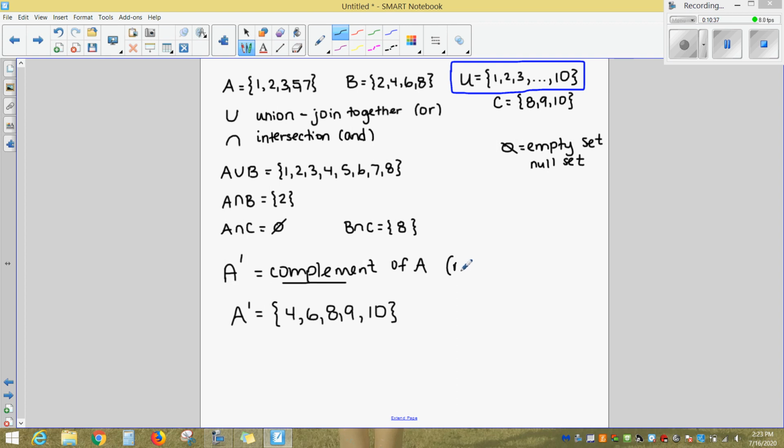Sometimes way back in the olden days, instead of A prime or the complement of A, we would call it not A. So A is 1, 2, 3, 5, and 7. Not A is 4, 6, 8, 9, and 10.